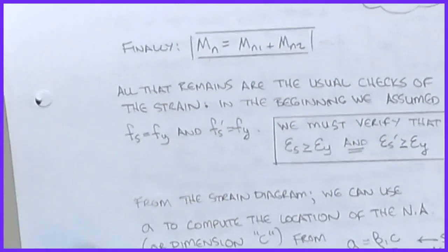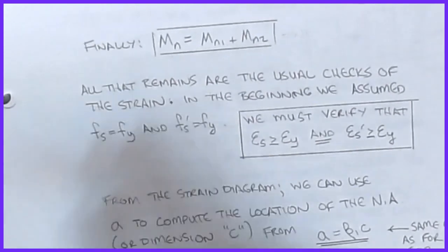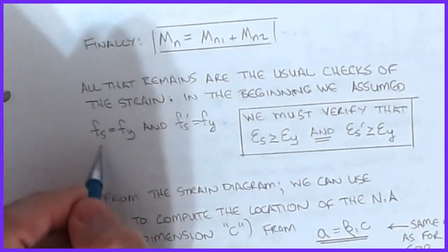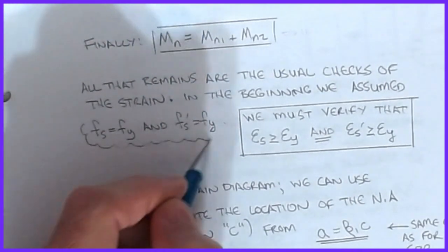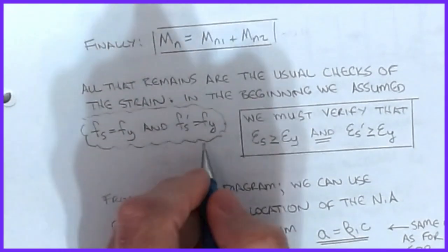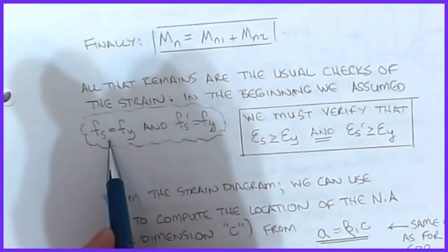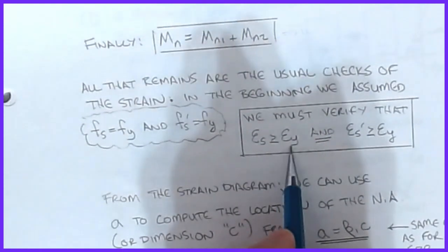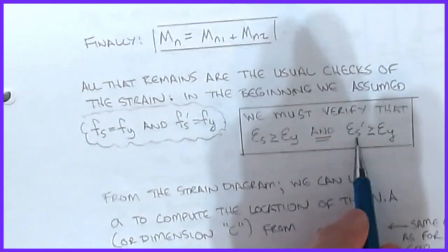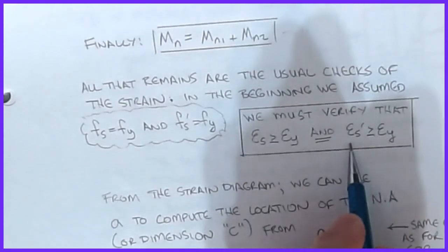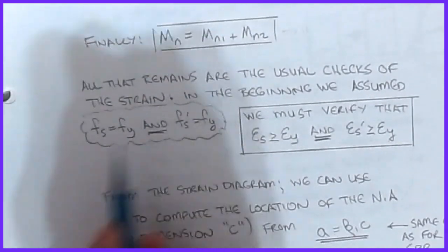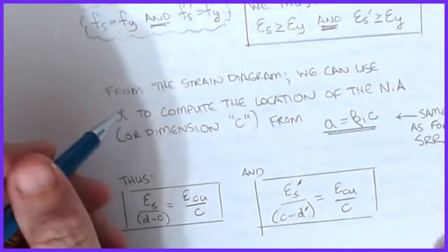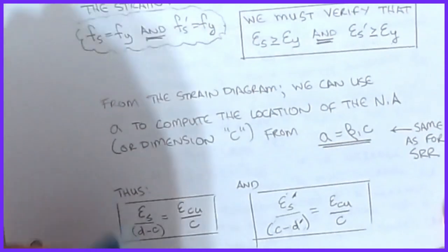Now, the only thing that remains for us is that we do have to check our assumptions, because we don't know the state of Fs or Fs prime. So we have to verify that each of those assumptions is correct, and the way we do that is by looking at the strains. We calculate the yield strain and compare it to epsilon s, and we calculate the yield strain and compare that to epsilon s prime. I have to meet both requirements, because I assumed both. From the strain diagram, we can use our proportions and that A value to get our C, and then use our C to get our strains.